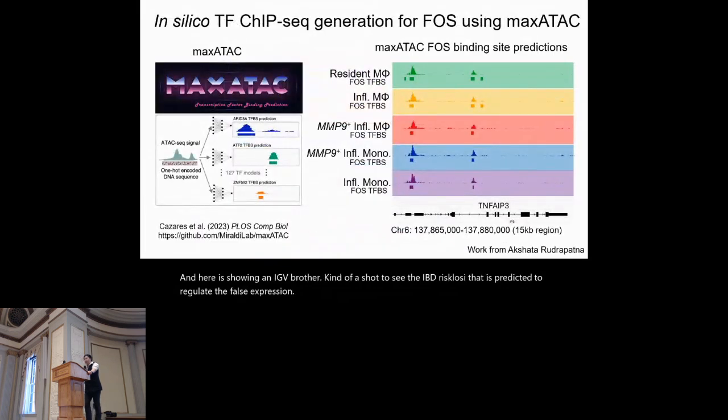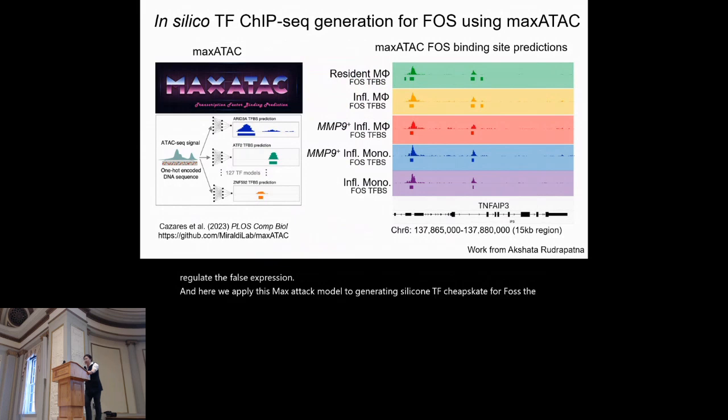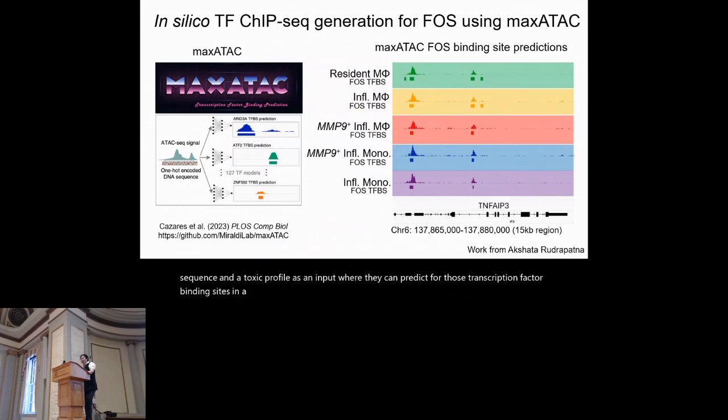And here we apply this MaxATAC model to generate in silico TF ChIP-seq for FOS. The idea here is that we have those pre-trained deep neural network models that take DNA sequence and ATAC-seq profile as an input, where they can predict transcription factor binding sites in a cell type specific manner. Here on the right, I'm showing you near the TNFAIP3 region, here are some FOS binding sites across different cell types.